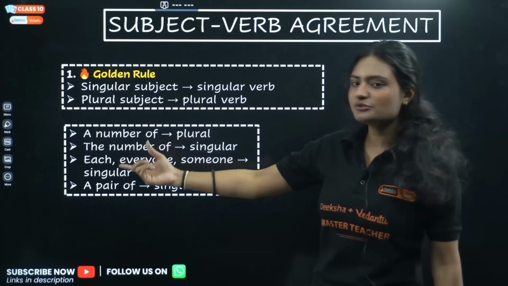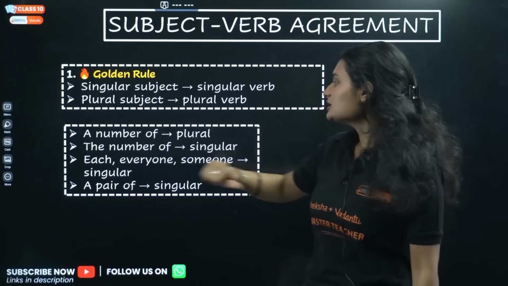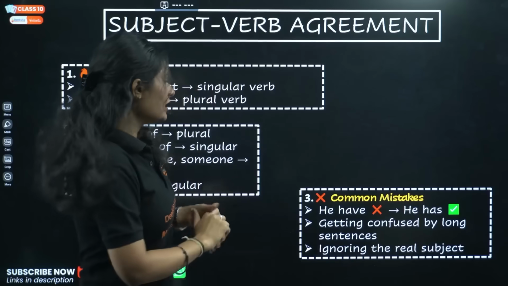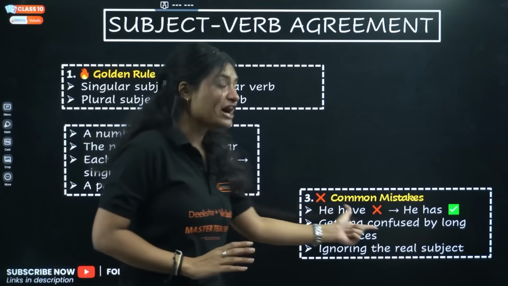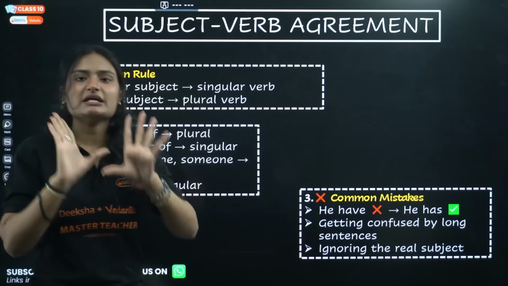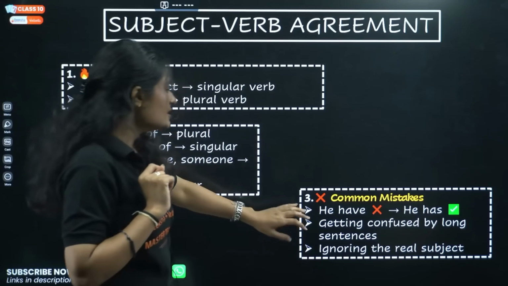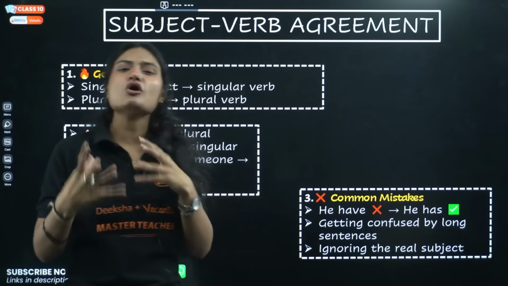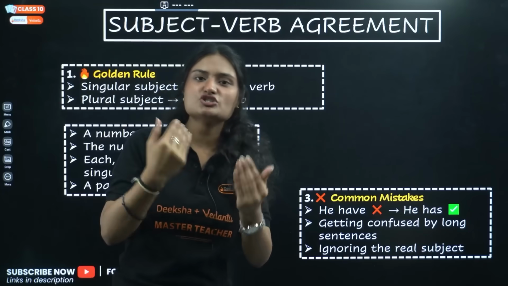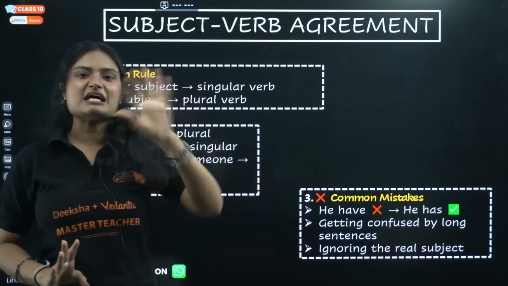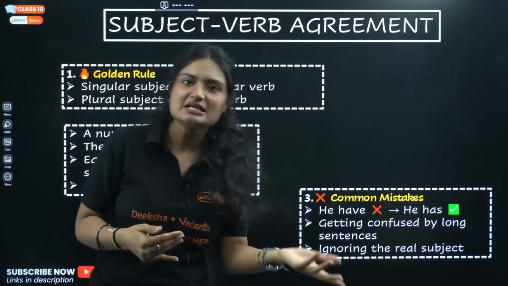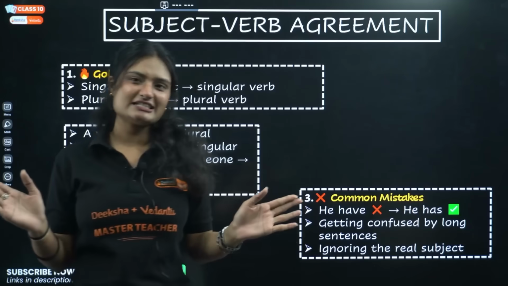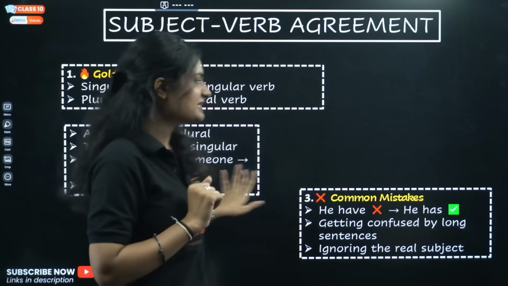For example, if you are given a number of, that means it's plural. The number of is singular. Each, everyone, someone is given, it is singular. A pair of means singular, okay? Now common mistakes that most students make: he have. As I just told you, with he you will use has, not have, okay? Getting confused by long sentences. When you are given complex sentences, most students get confused by those long complex sentences and they misjudge. They miscalculate it and they misanalyze it and they think something else is the subject when in reality it was not the subject, okay? Ignoring the real subject, they end up losing marks. Do not make that mistake, my dear students.